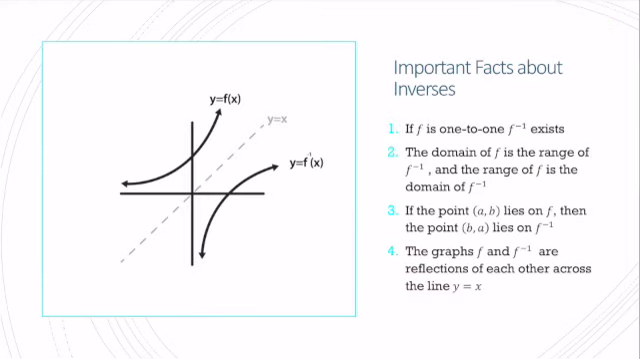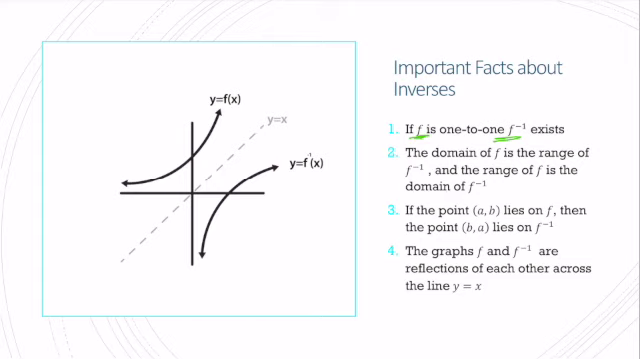Some important facts about inverses. For every function that's one-to-one, it has an inverse. Okay? That and the domain of one is the range of the other, right? One sends x to y, the other sends y to x. They undo each other. That's why when we compose them, we get x.